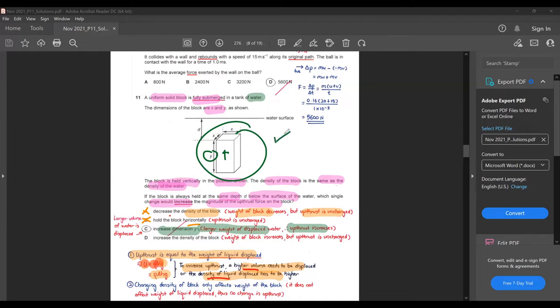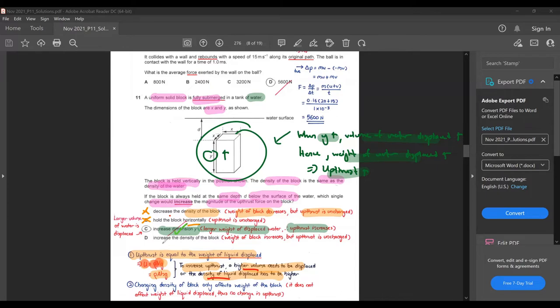So I'll just write it here. When Y increases, volume of water displaced increases. Hence weight of water displaced increases, upthrust will increase. Okay, you increase Y, volume of water displaced will increase because the volume is larger. So volume of water displaced is larger, weight of water displaced is larger, therefore upthrust increases. Okay, so answer would be C. That one is the correct one over here.